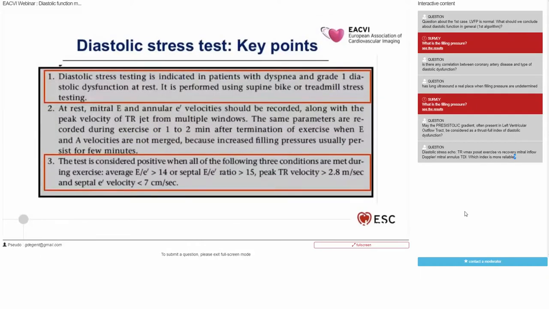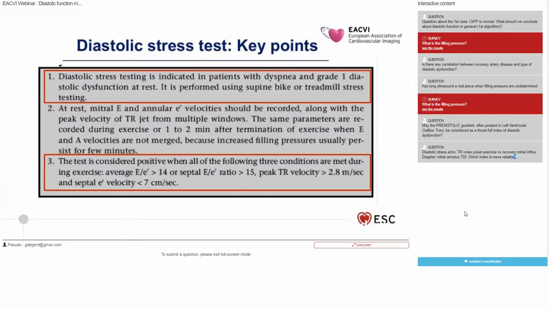So the 2016 guidelines are the first version that actually make recommendations about the diastolic stress test. And it says that this is indicated whenever you have a patient with symptoms, with dyspnea, and in whom at rest you diagnose grade one diastolic dysfunction. Of course, it can be performed either by supine bike or treadmill.